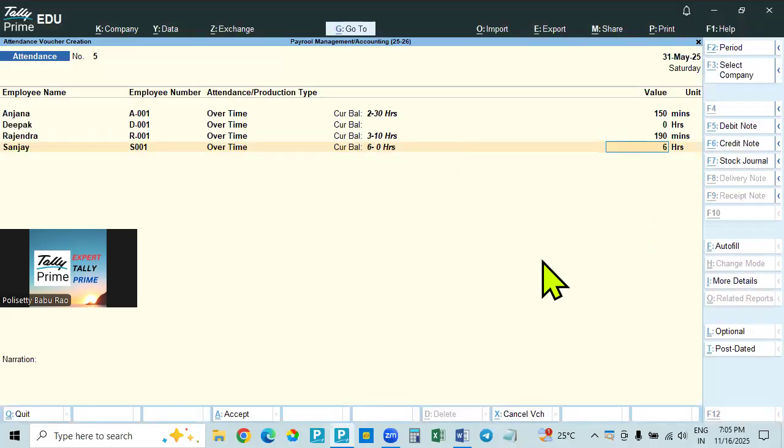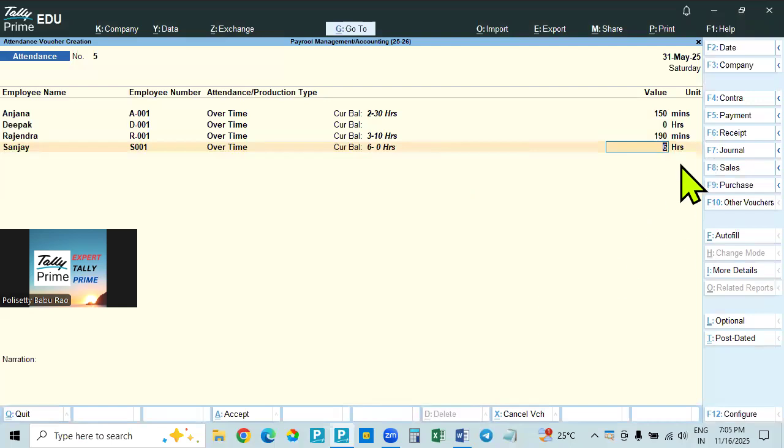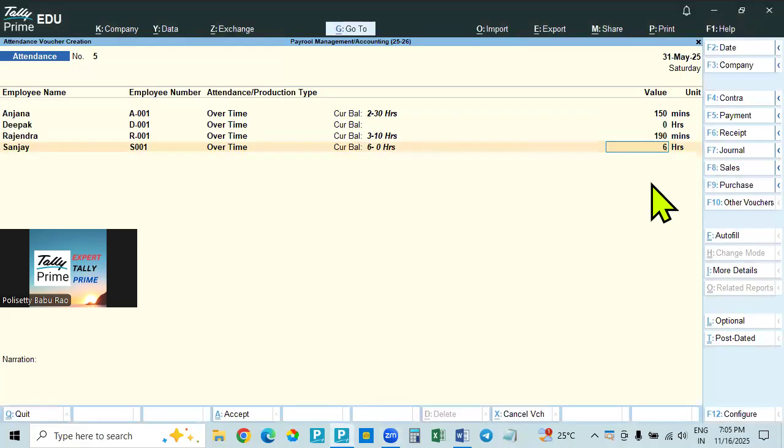Okay, it is taking. And then the others are Deepak, Rajendra, and Sanjay, who was already given 6 hours in the beginning. If you give hours, it will take automatically as hours. If you give minutes, in the next unit section we have to give the word MINS. Then only the minutes will be converted into hours and minutes. Okay, so this is completed. This is attendance, that is, overtime.